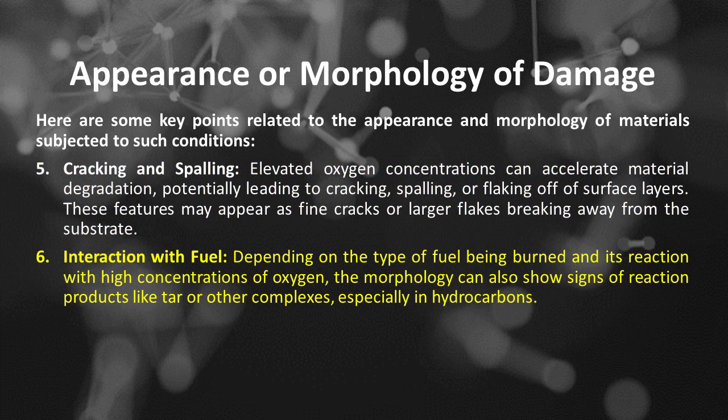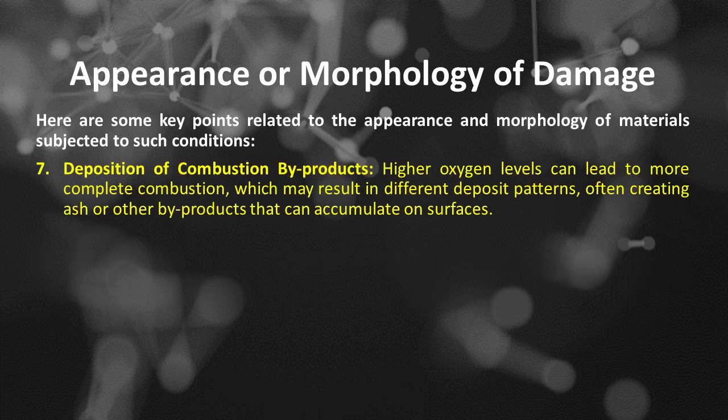Number 6 is interaction with fuel. Depending on the type of fuel being burned and its reaction with high concentrations of oxygen, the morphology can also show signs of reaction products like tar or other complexes, especially in hydrocarbons. Number 7 is deposition of combustion byproducts. Higher oxygen levels can lead to more complete combustion, which may result in different deposit patterns, often creating ash or other byproducts that can accumulate on surfaces.